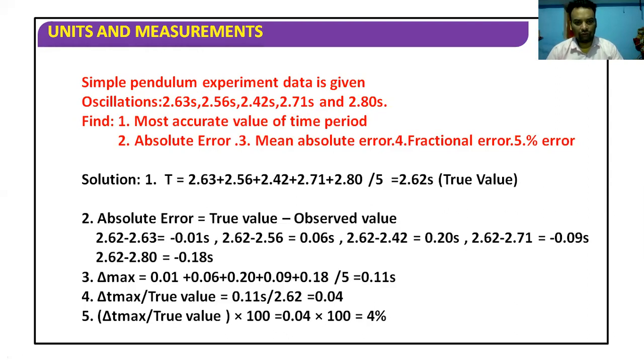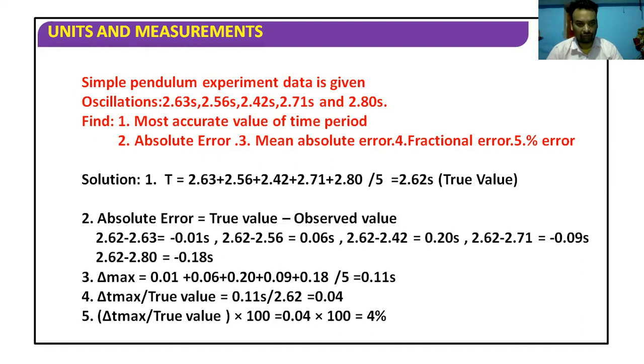the most accurate value of the time period. Most accurate means we are asked to find out the true value. What is the true value? These are my observed values, the observations of my experiment. But there is a true value. It might be possible that during my observation, these values may have some error. The first value is 2.63, maybe some error in this value. 2.56 seconds, maybe some error. Error due to the instrument may be there.